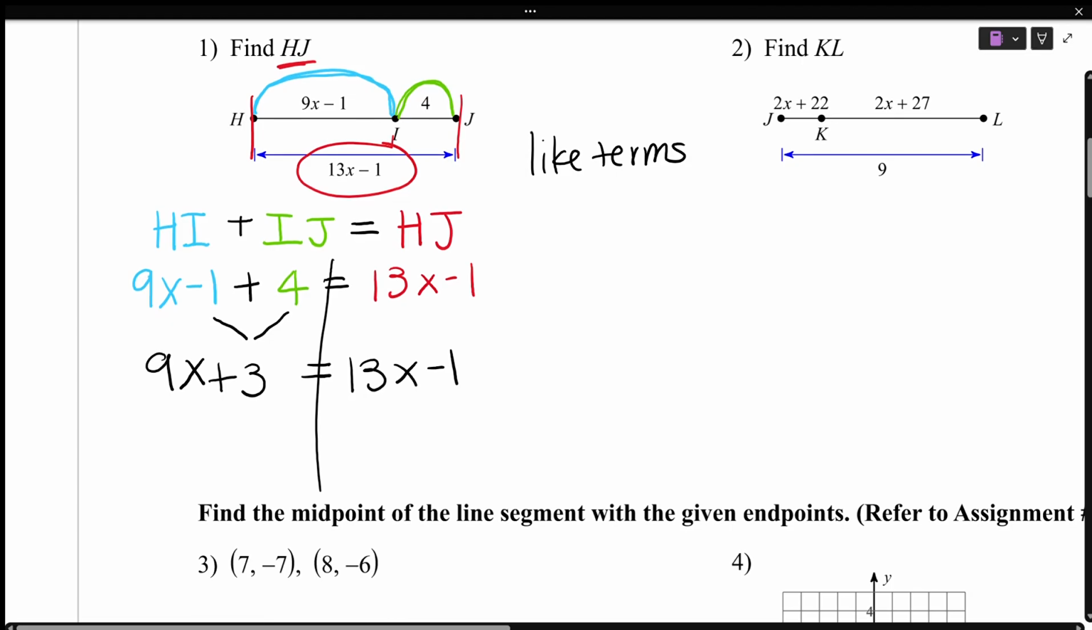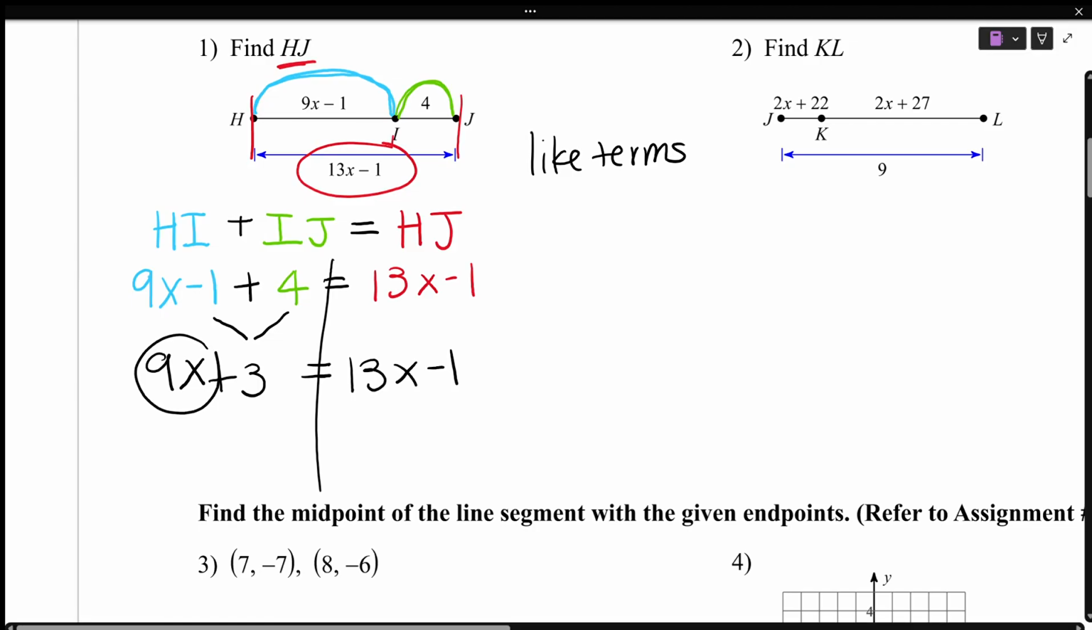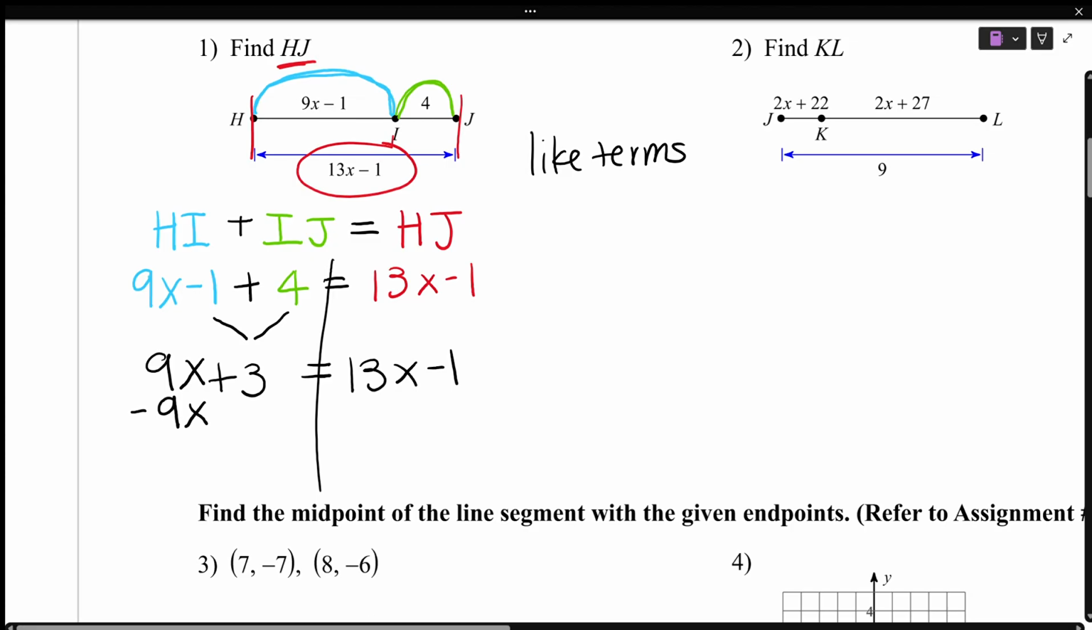Now let's go ahead and solve for x. We have an x on the left side and an x on the right side. We don't need both of them, we just need one. So I'm going to move all of the x's to one side of the equation by taking away 9x. It's already positive, so let's take away 9x on both sides. That cancels out. 3 comes down, equals 13x minus 9x.